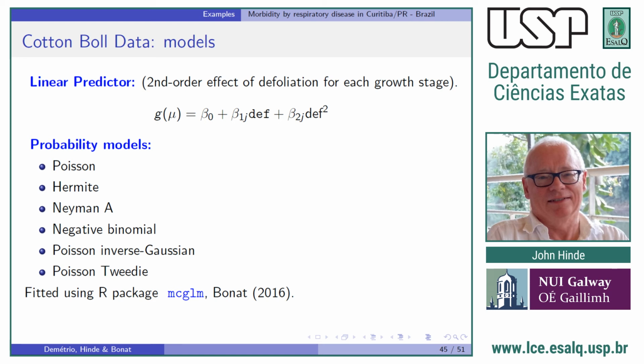You could fit millions of different models to this. You can fit most of these in package MCGLM. There's lots of other packages that you can fit them in as well, like GAMLSS or something like that. What do we get when we use Poisson-Tweedie?